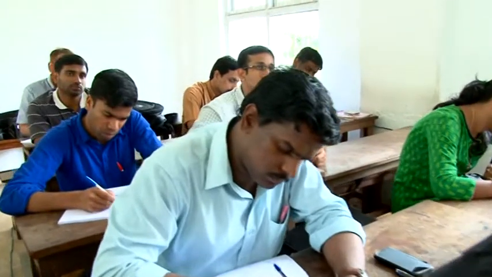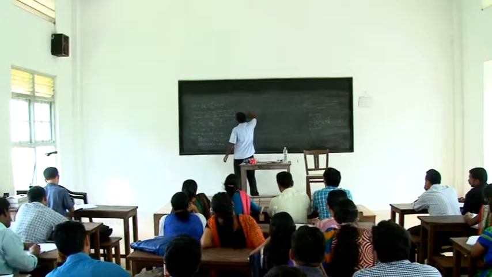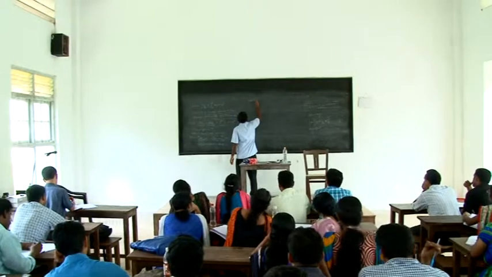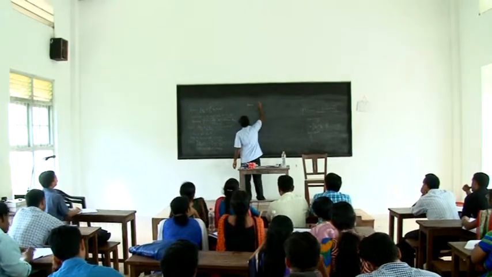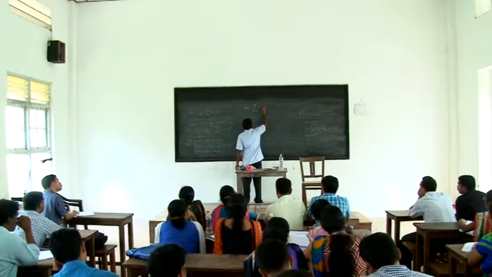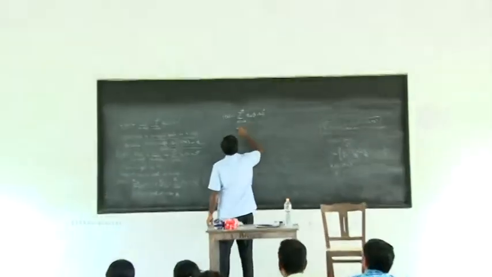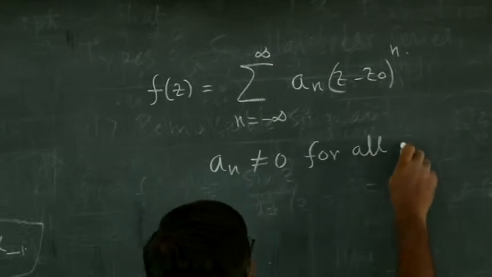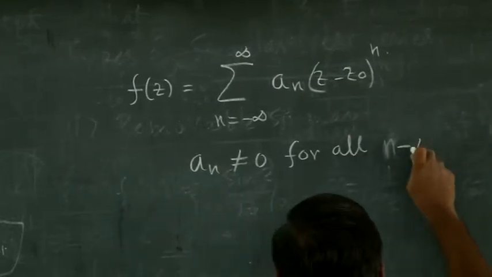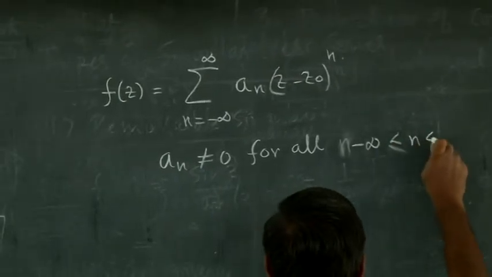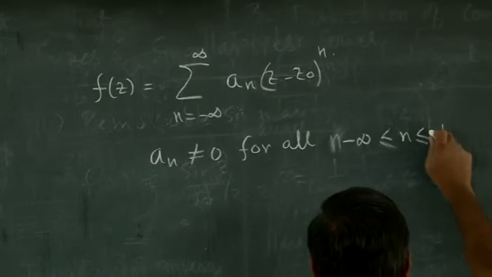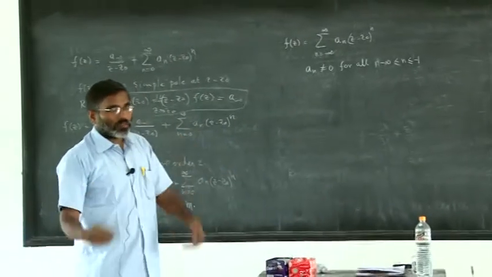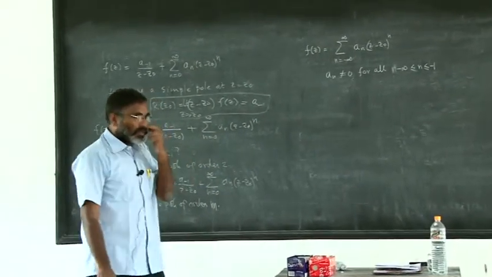Now suppose you have all infinite negative powers of z. For example, if you have f of z is equal to the sum over n equal to minus infinity to infinity of a n into (z minus z naught) to the power n, and a n is not equal to 0 for all n less than or equal to minus 1, we have all infinite inverse powers of z minus z naught. So that means it is a pole of order infinity.